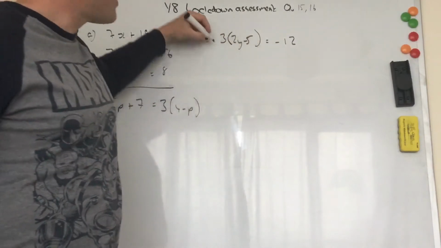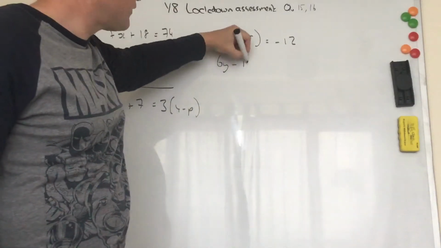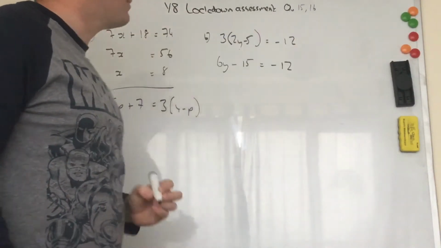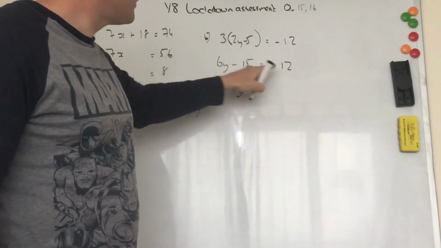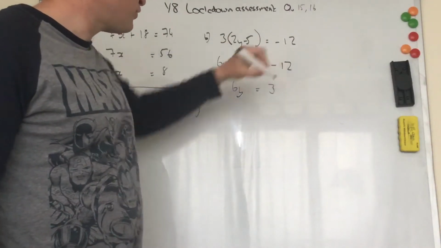Second one, expand the brackets. So we get 6y minus 15 equals minus 12. 1 mark for that. And then we need to add 15. So we get 6y equals minus 12 plus 15, which is 3.